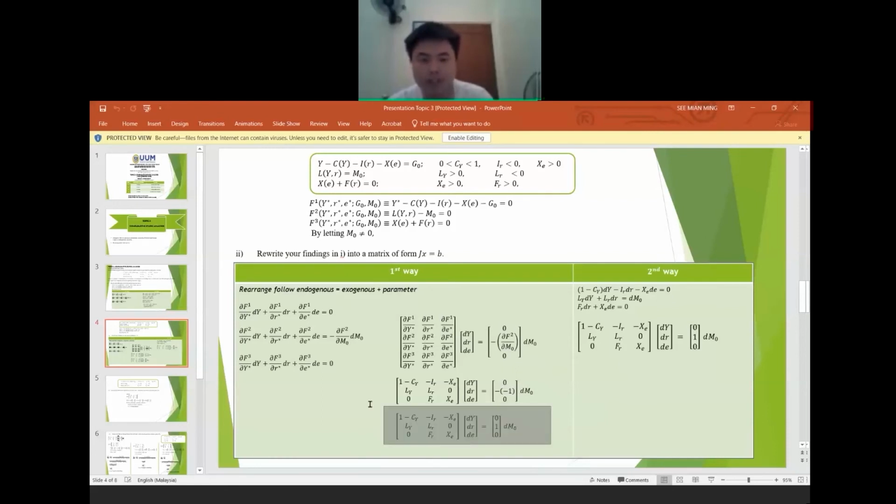Besides this way, we also have a second way to do it. It is more or less the same, and simpler than the first method.